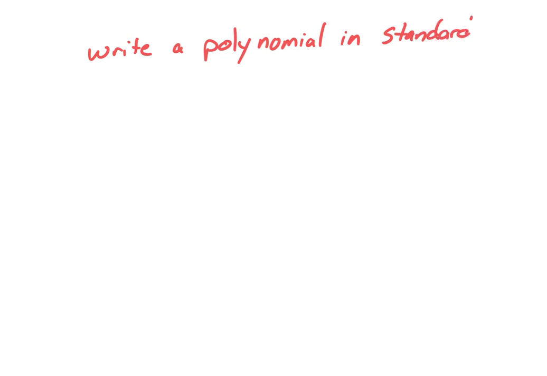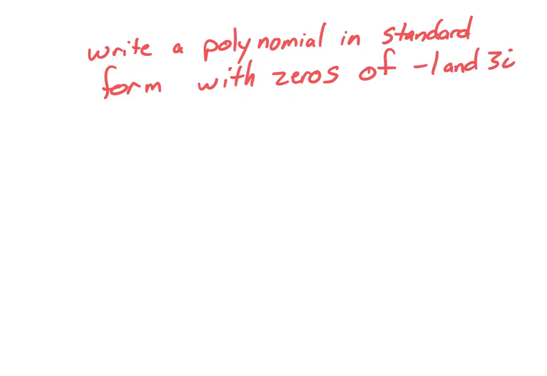All right, so here's the first example that we're going to start with. Write a polynomial in standard form with zeros of -1 and 3i.